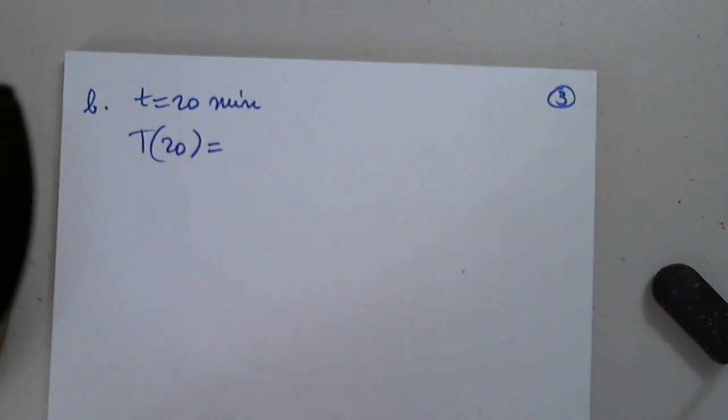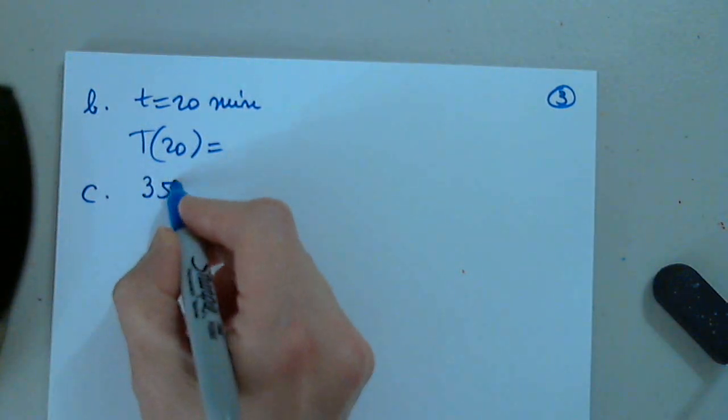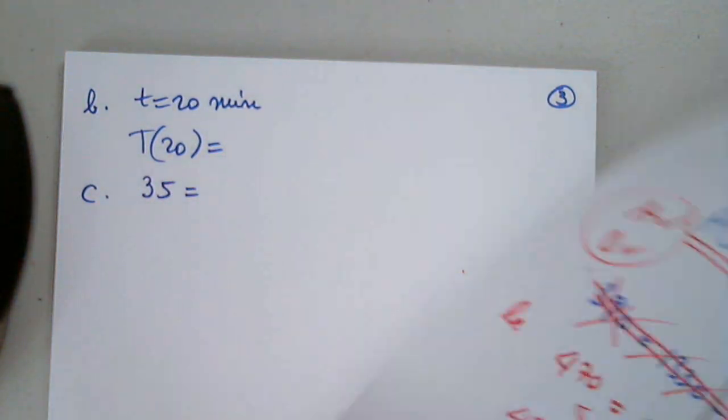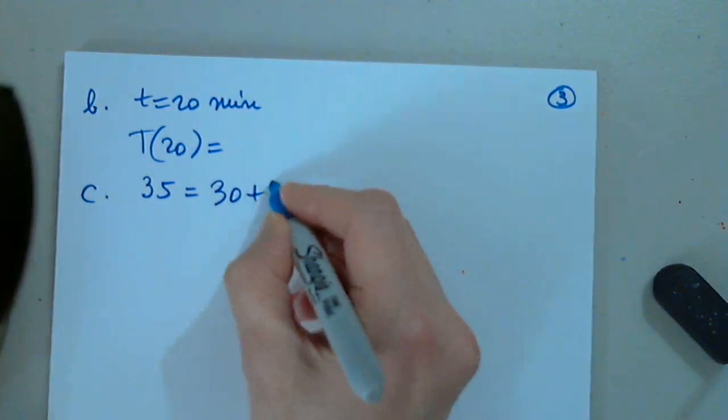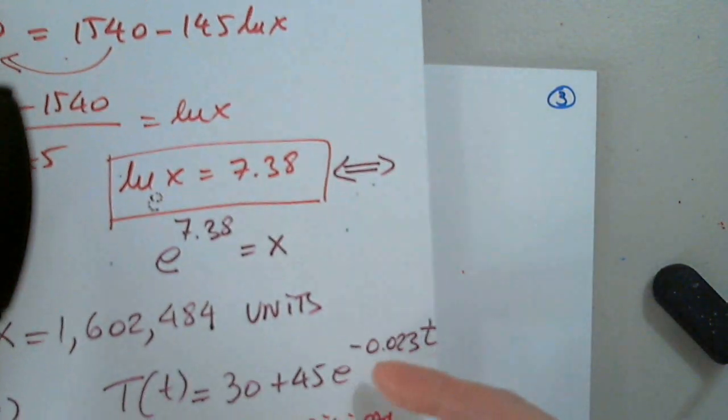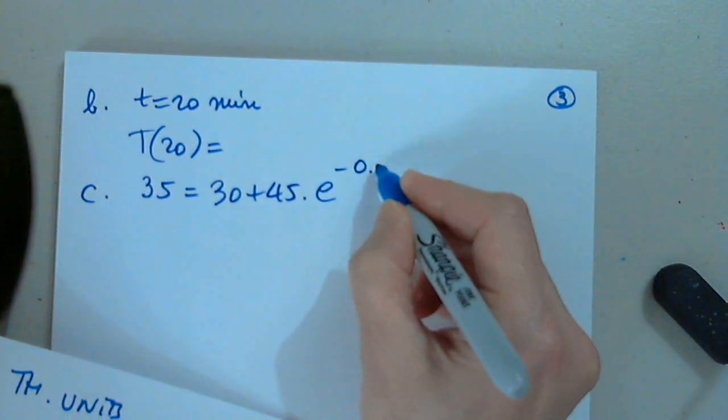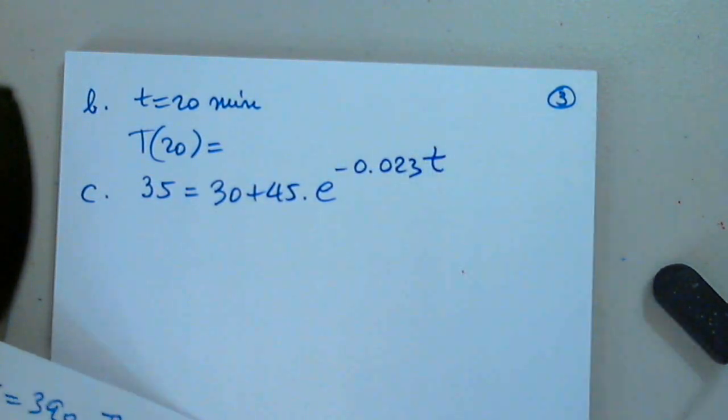Let's see part C. When will the coffee's temperature be 35? What am I asked this time? When will the temperature be 35? What do I need to do next? The equation equals 35. So 35 equals 30 plus 45 times e to negative 0.023 t.